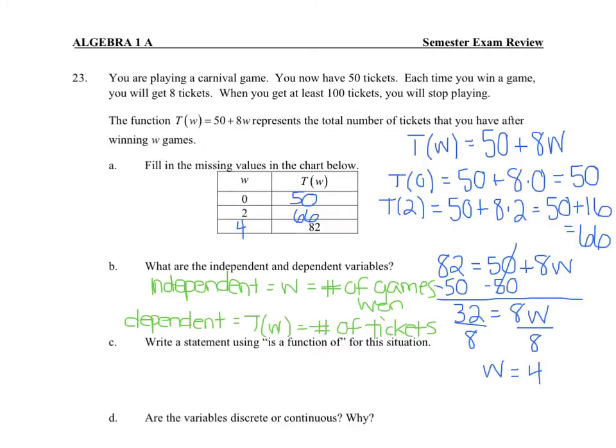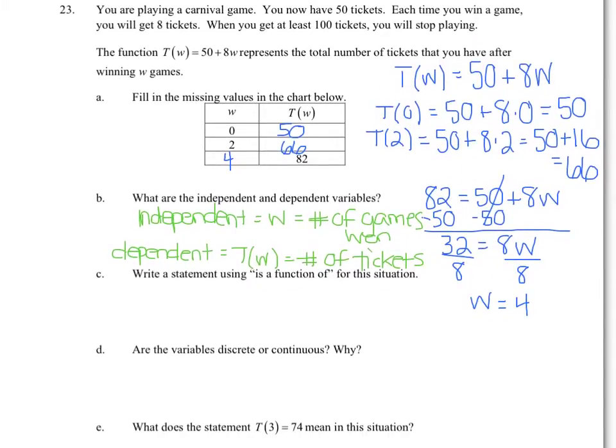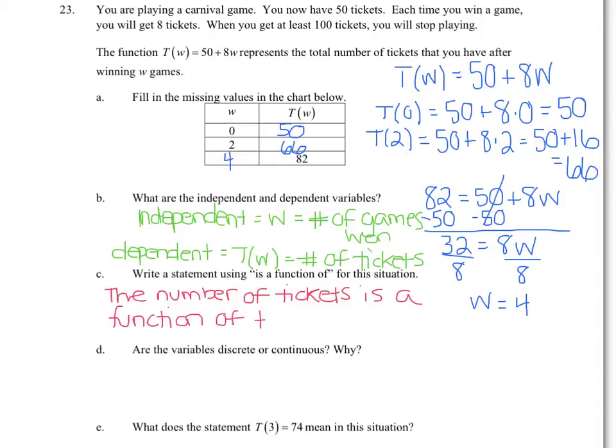So number of tickets is dependent on how many games won, because remember, you win tickets every time you win a game. Our next question is, write a statement using is a function of for the situation. So we just did it with the last one. Remember, it is the dependent variable is a function of the independent variable. So the number of tickets, because that's our dependent, the number of tickets is a function of the number of games won. And this is our is a function of statement.